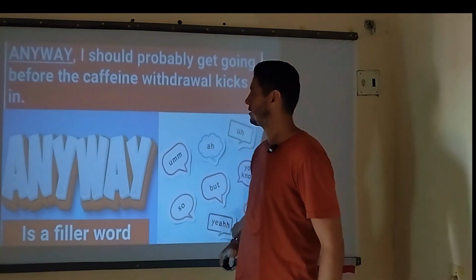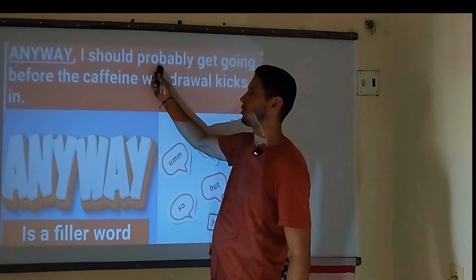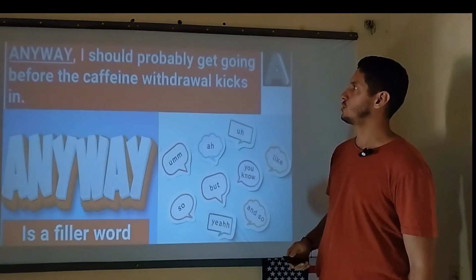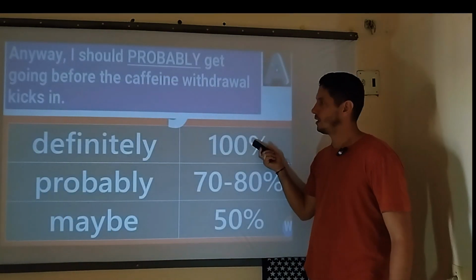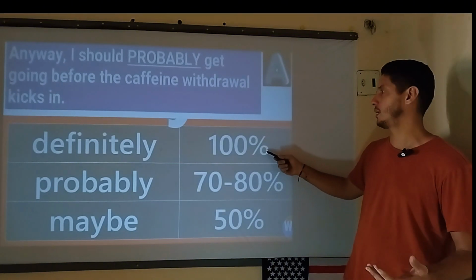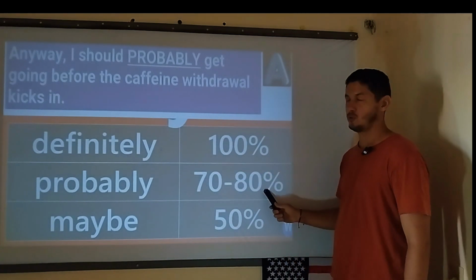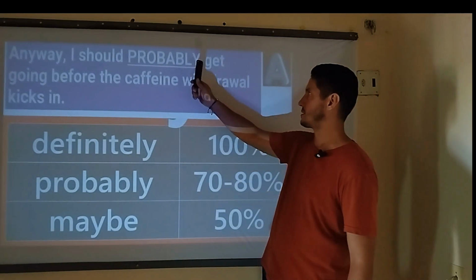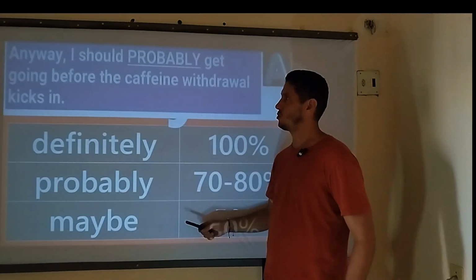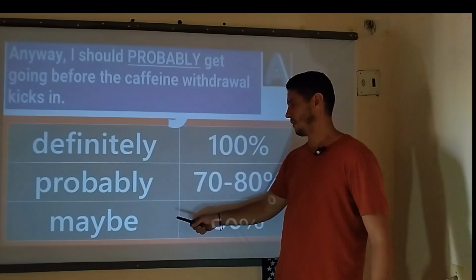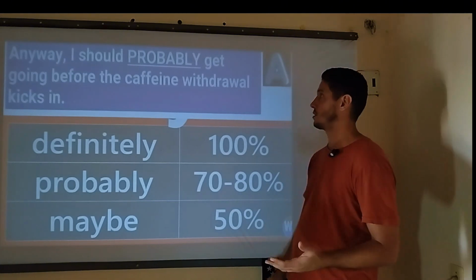But we already saw what should means, the best option. So I should probably get going. Probably: we have here definitely, 100%, like totally. Probably is 70 to 80%. So when I say probably, there is a slight chance that I'm not going to do what I just said I'm going to do. Then maybe it's 50%, probably a little more of a chance that it's going to happen, alright?